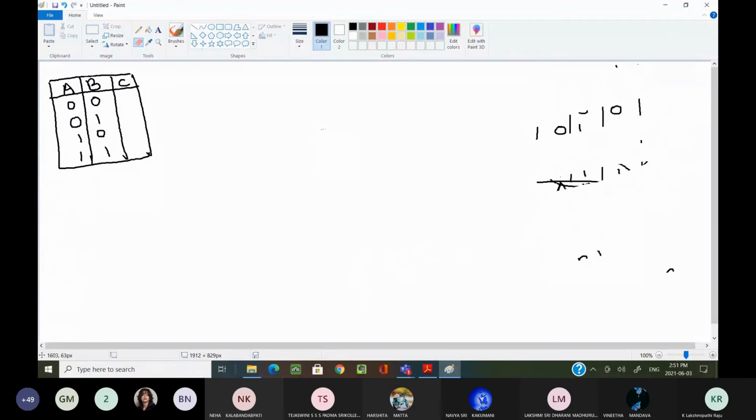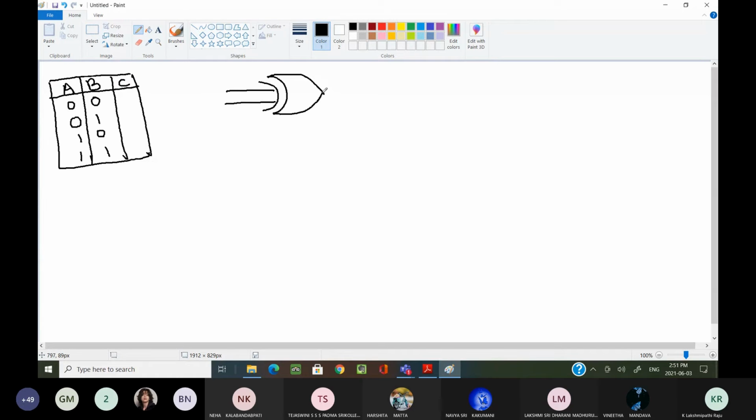Now see here, I can draw the logical symbol as well as the logical expression for the XOR gate. Then you will get a better understanding. This is my two input XOR gate. A and B are my inputs and C is my output. I am writing the expression as C equal to A bar B plus AB bar.